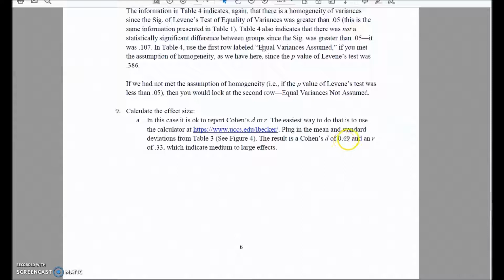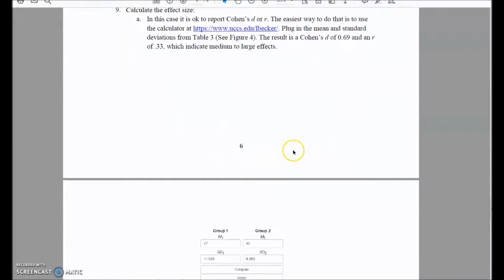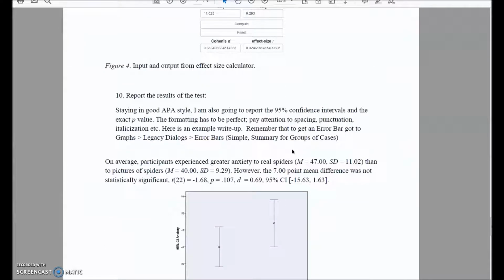So here I come back to this. And so 0.69 and R indicate a large Cohen's d. So that basically is good for us, saying that it is not due to chance. This is what the results should be. They indicate medium to large effects. So how do you report? This is the most important part.